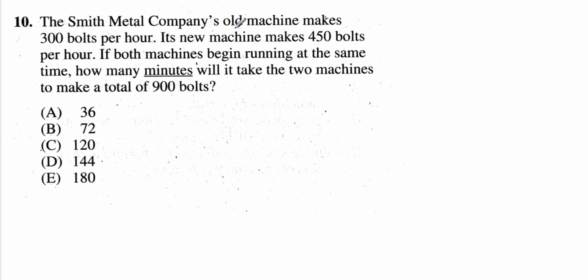The Smith Metal Company's old machine makes 300 volts per hour. If the new machine makes 450 volts per hour, and both machines begin running at the same time, how many minutes will it take to make 900 volts? One thing about two machines working together is that the rates will be added together. So we get 300 plus 450. In other words, 750 volts will be made per hour.